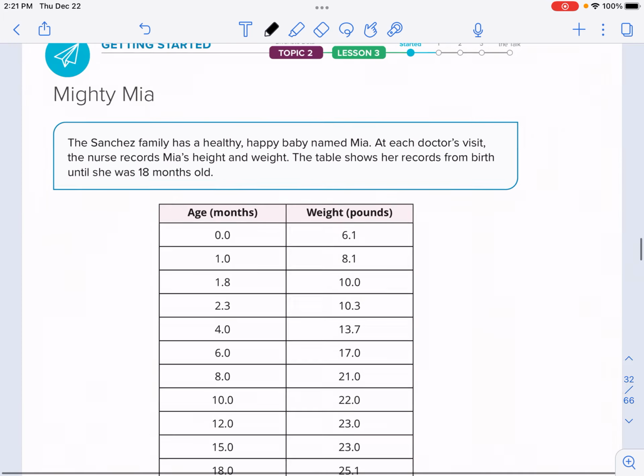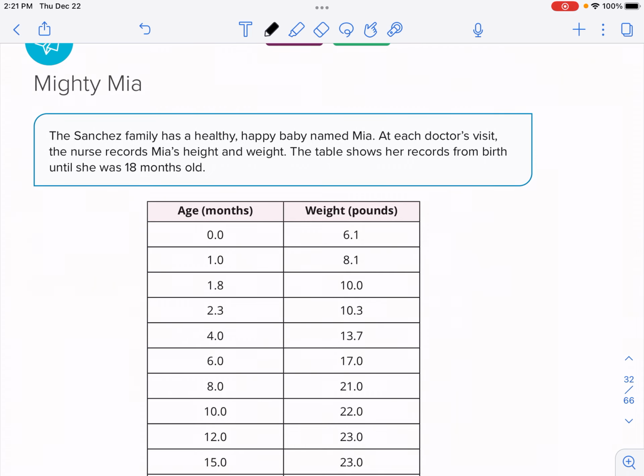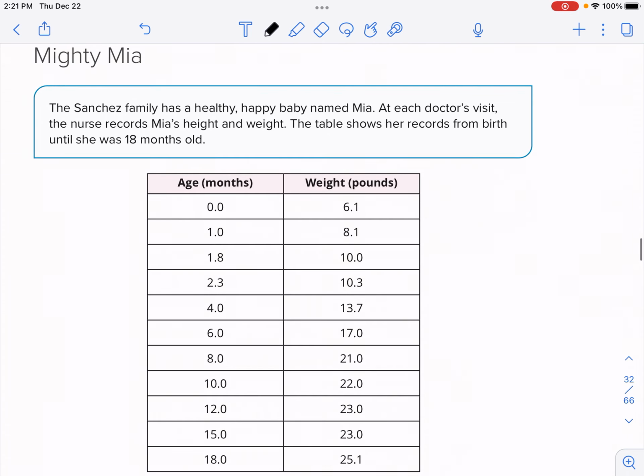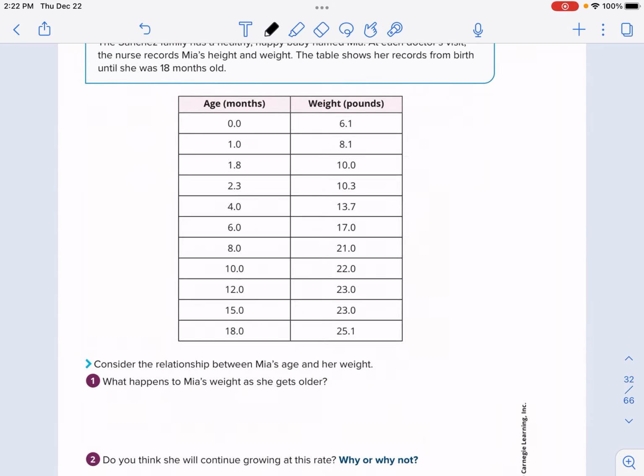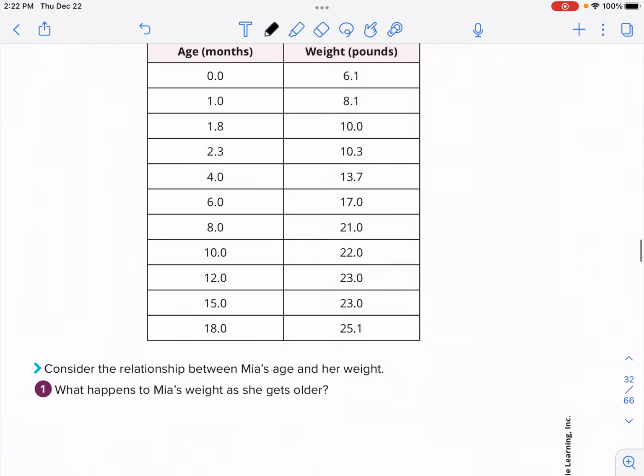So working within this new context or table. This situation deals with age of a baby and weight. The context: the Sanchez family has a healthy, happy baby named Mia. At each doctor's visit, the nurse records Mia's height and weight. The table shows her records from birth until she is 18 months old. This table shows height and weight. We do have the weight here.